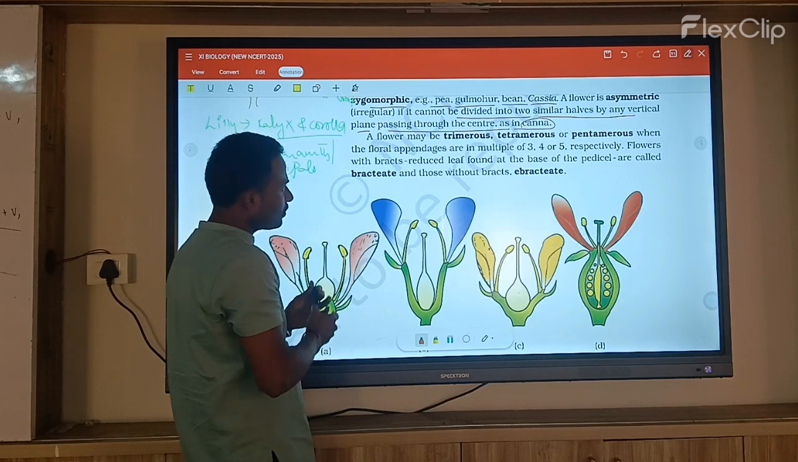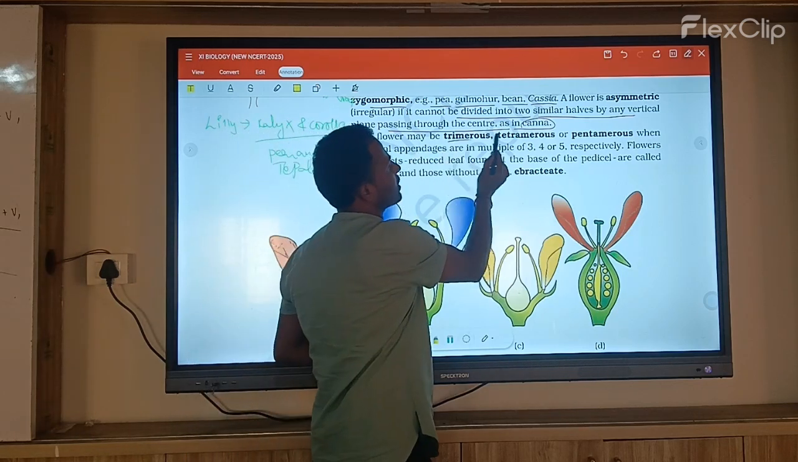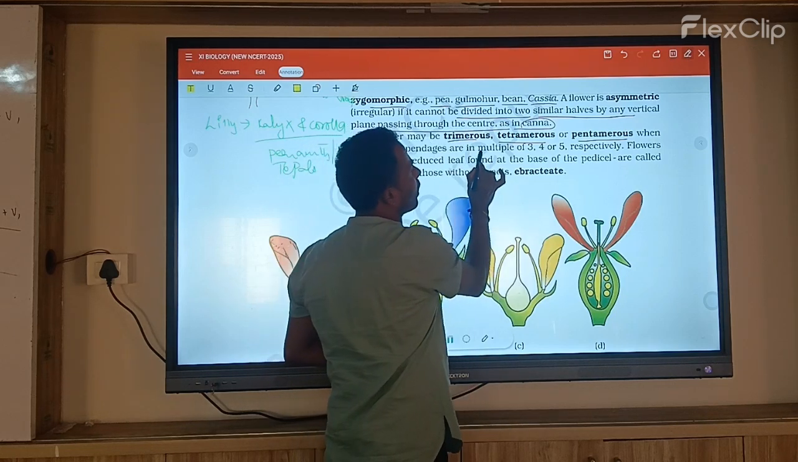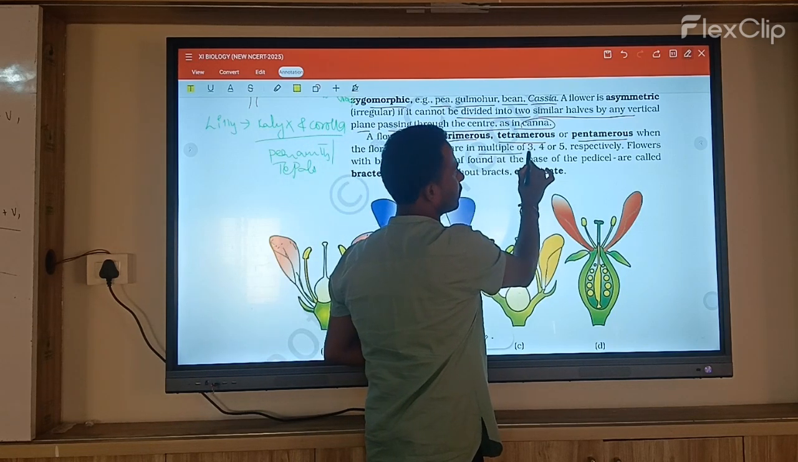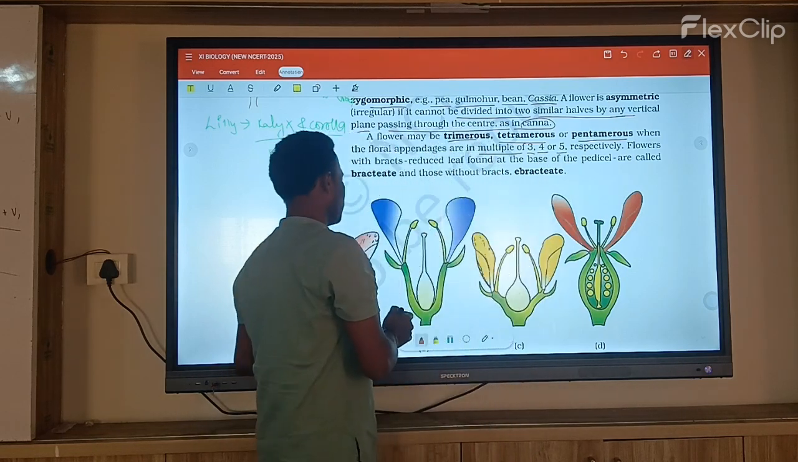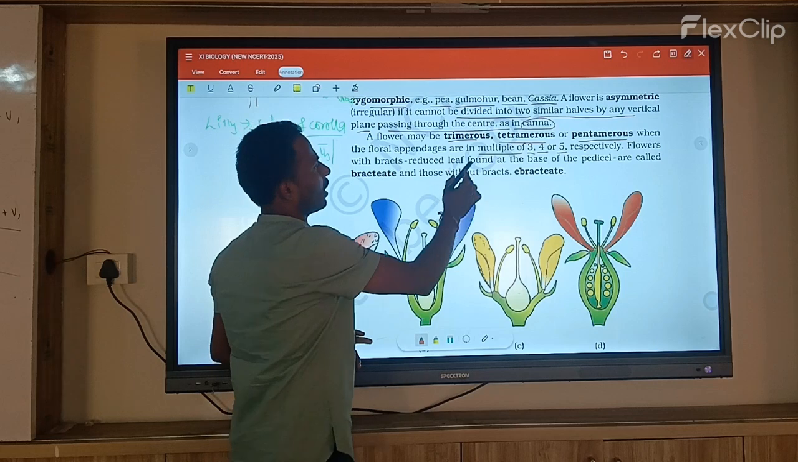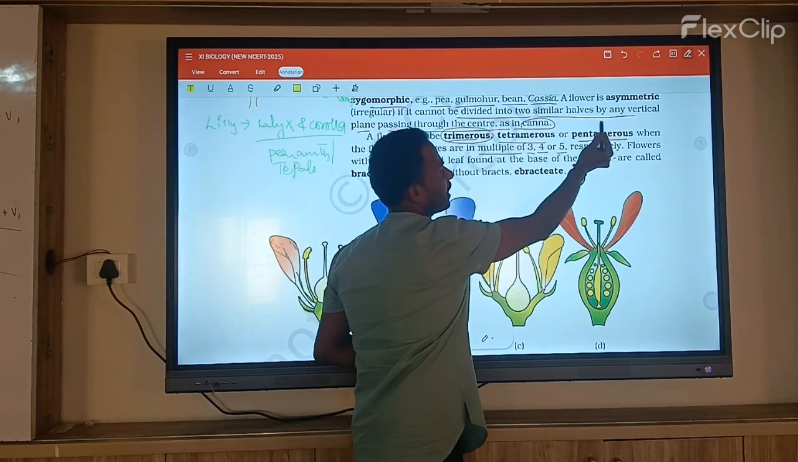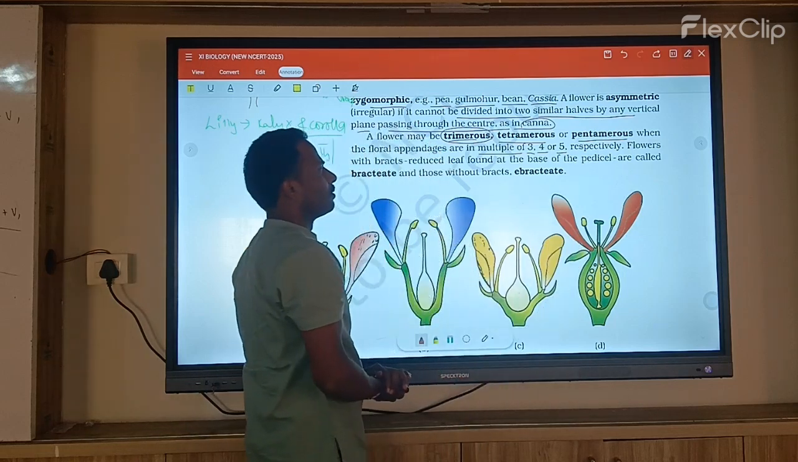Next, the flower may be trimerous, tetramerous or pentamerous when the floral appendages are in multiples of 3, 4 or 5 respectively. If only 3 appendages are present, it is trimerous; if 4 are present, it is tetramerous; if 5 are present, it is a pentamerous flower.